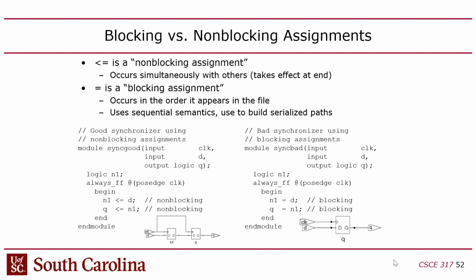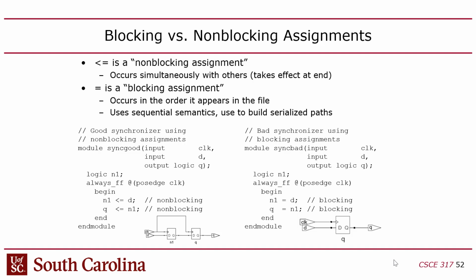So this says N1 gets D, Q gets N1. So these are both identical. The only difference is this one uses non-blocking assignment, this one uses blocking assignment. And as I mentioned, the second line sees N1 here, right? But it sees the old value of N1, not the value of N1 that has been, oh, sorry, scratch that. This one does see the new value of N1 because these are blocking. So D is set into N1, and then Q gets N1, which is effectively D, right?